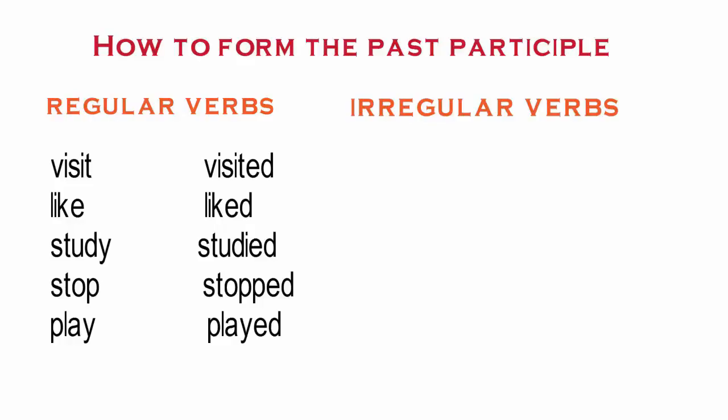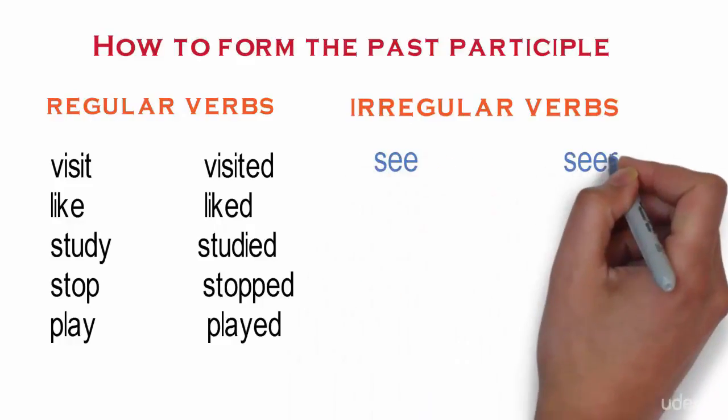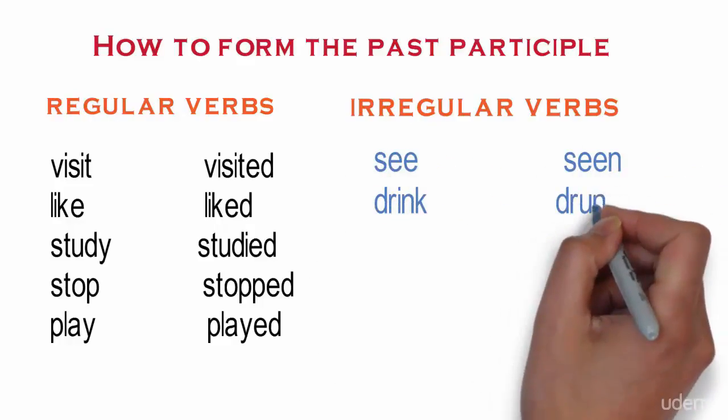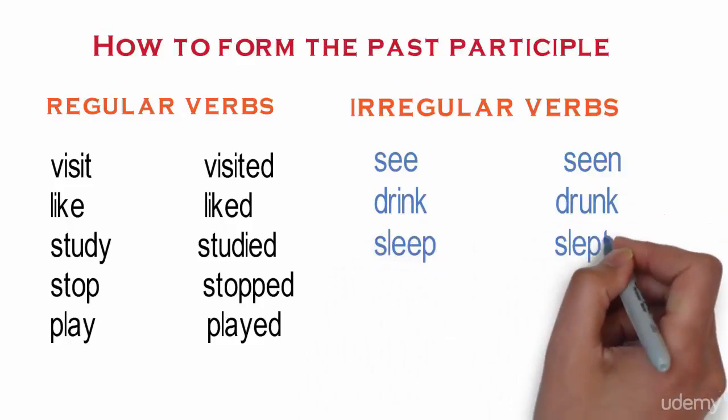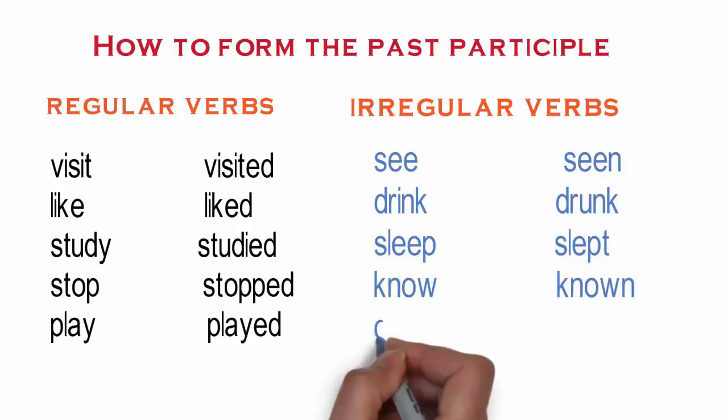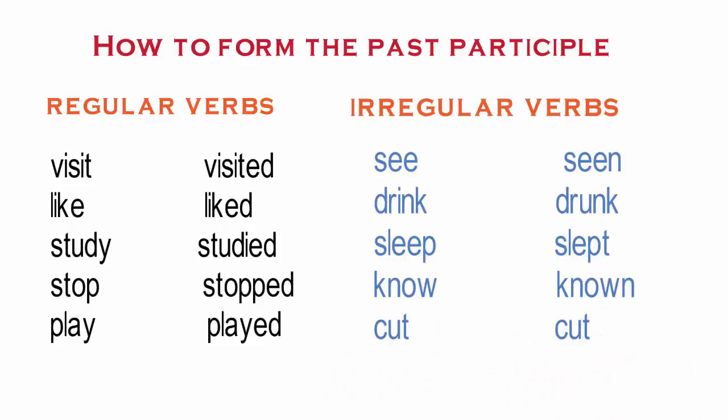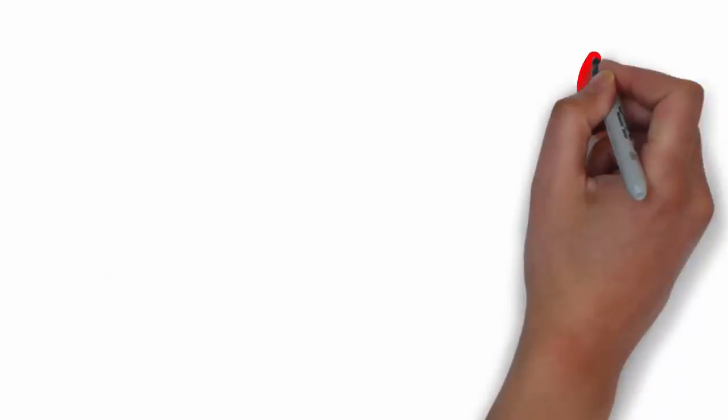The form of the verb can be the same or can be changed. For example, see, seen, drink, drunk, sleep, slept, know, known, cut, cut. It's a very long list and you have to start practicing it. You have to study them to be really good at grammar because you will need to use the past participle in many other grammar rules.